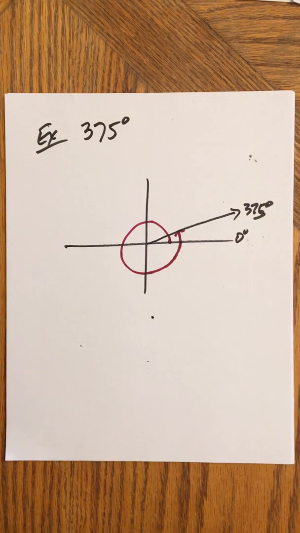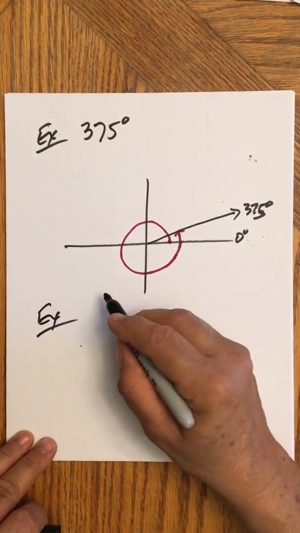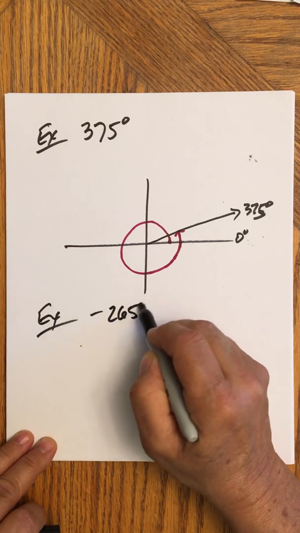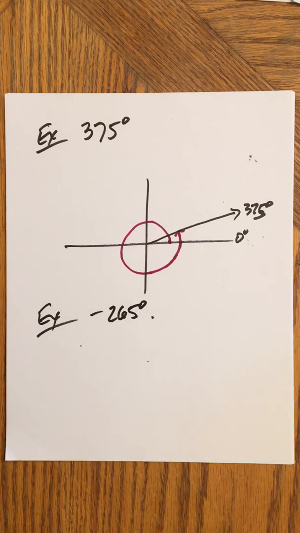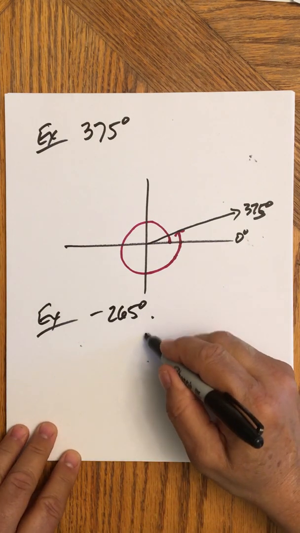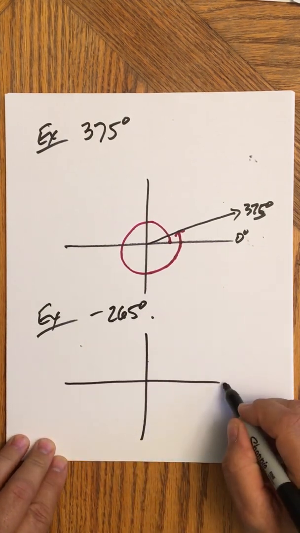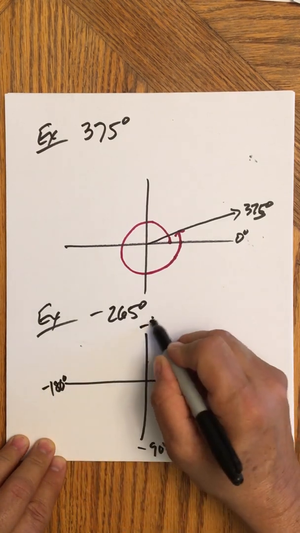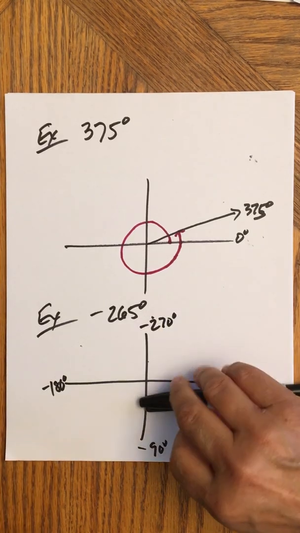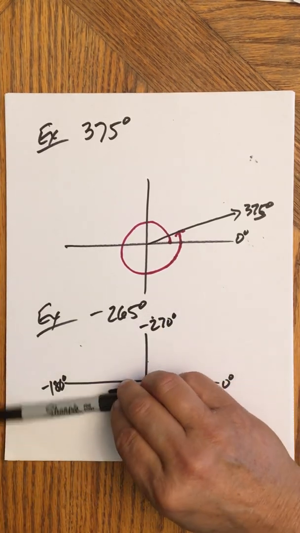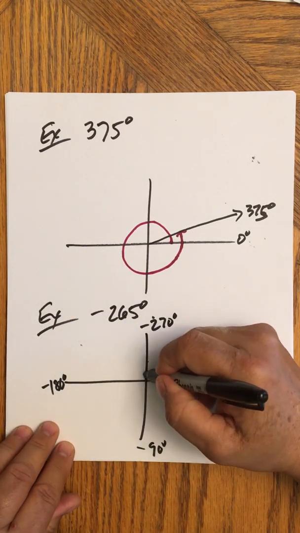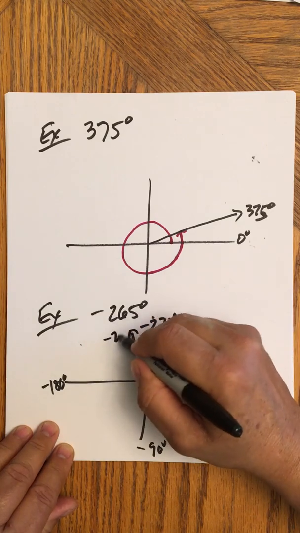So go ahead and try this example. Try negative 265 degrees. Let's see what you get. Hopefully, if you pause the video and then start it, you'd have it here at negative 90, negative 180, negative 270, right? So you're here at 0, you're rotating in the negative direction, and you don't quite reach negative 270. You're about 5 degrees off. You're something like this. Negative 265 degrees, right?